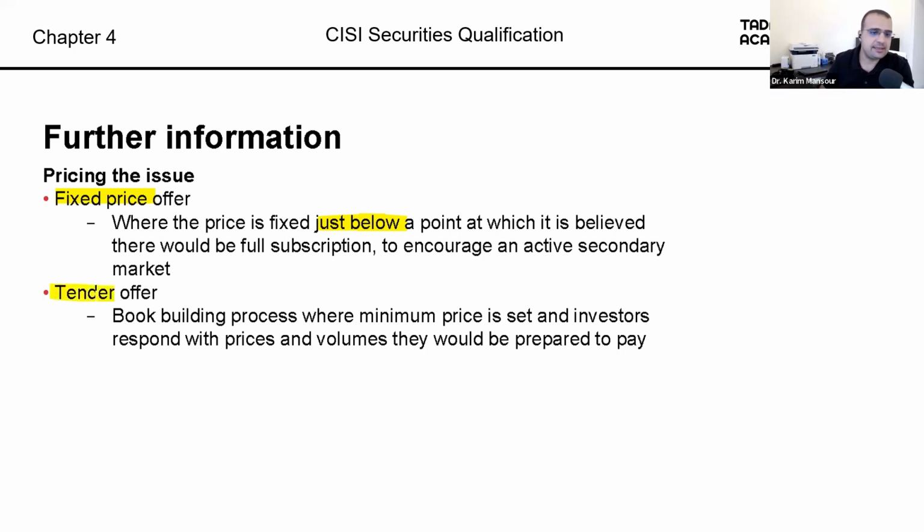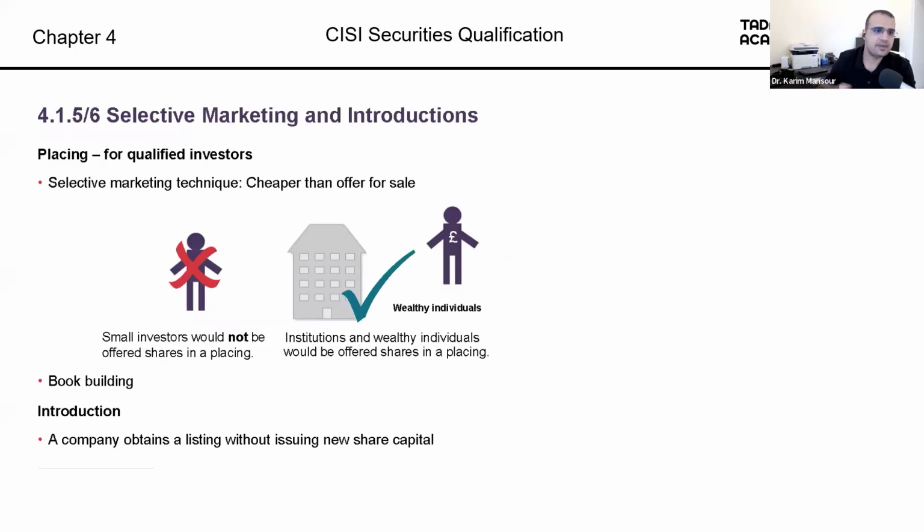Or you can make a tender. Now this is the process at which you set a very minimum price. You would say, at the very least, I want $10 for the share, and then you create sort of a tender offer, and then investors will start sending you the prices at which they are willing to buy. Those are for the public offers.